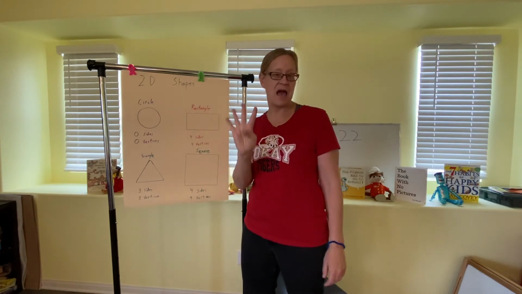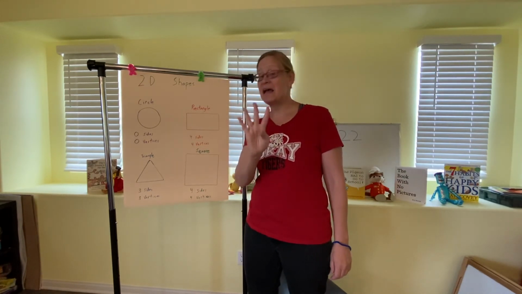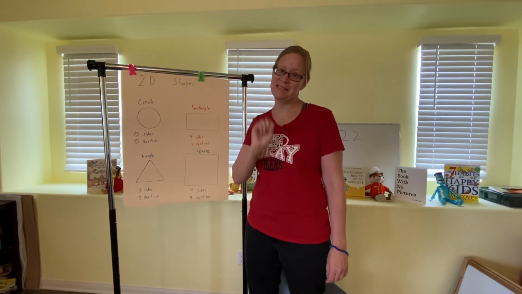A square has four sides. A square has four sides. It has four sides. They are the same. A square has four sides.